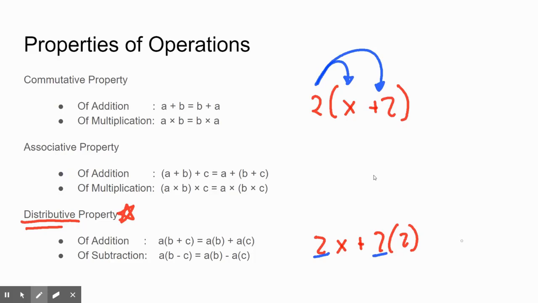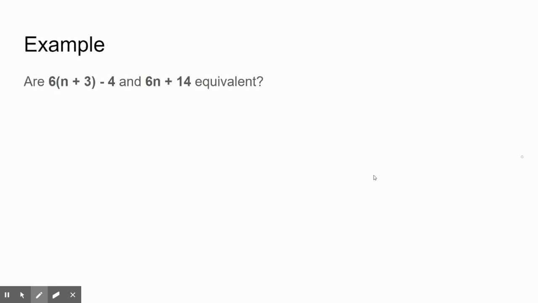That's kind of the idea here. Let's look at a more in-depth example. So in this example, we have 2 different expressions. We want to check if they are equivalent. So looking at this one, that looks like it's pretty much set to go. So really we want to check to see if this expression is equivalent to this one.